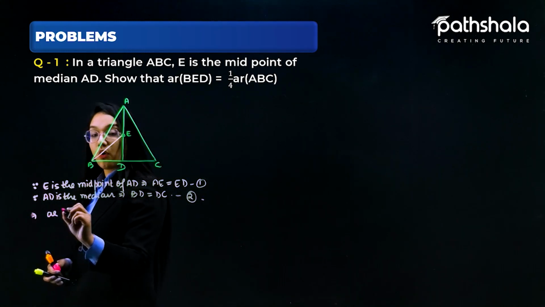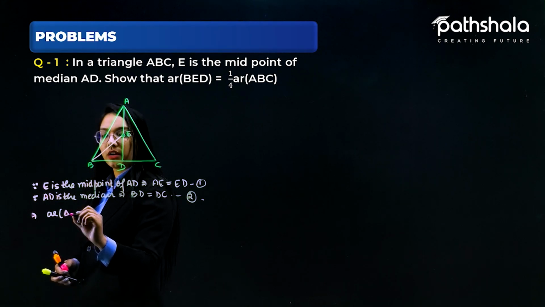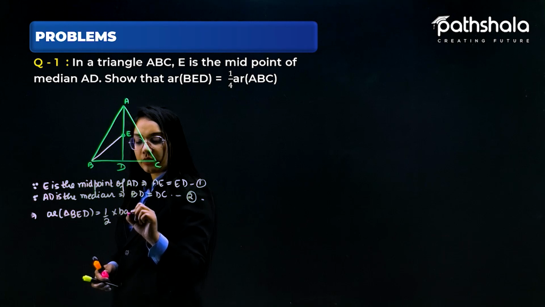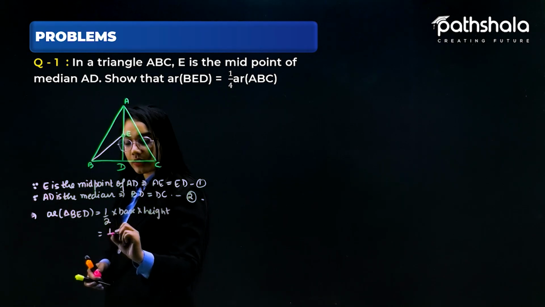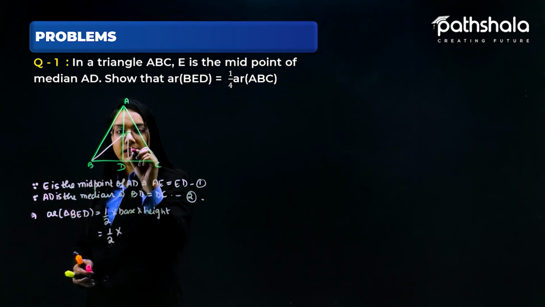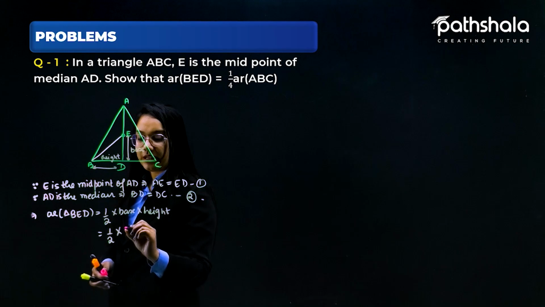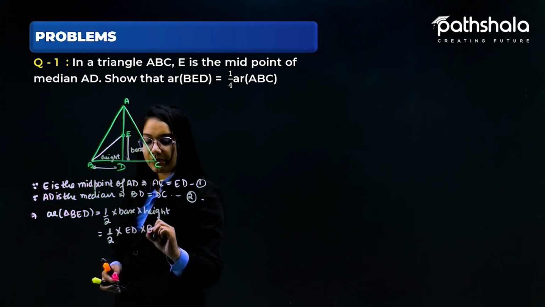So I'm taking the area of the triangle BDE. We know that this is half into base into height. So this is equal to half into base, as I'm considering my base as ED, and I'm taking this one as my height. So the base is ED, and the height is BD.